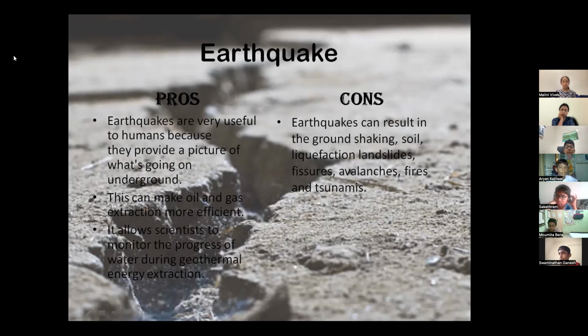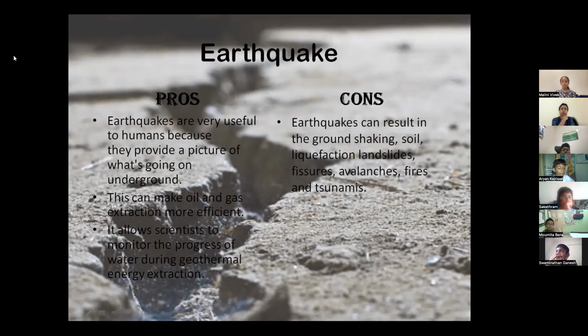The cons of an earthquake. Earthquakes can result in ground shaking, soil liquefaction, landslides, fissures, avalanches, fires, and tsunamis. So, what is liquefaction? Liquefaction landslides are basically landslides which happen due to the shaking of an earthquake, which loosens the soil and makes all of the soil slip, and the tree roots can't hold it anymore because of the violent shaking.